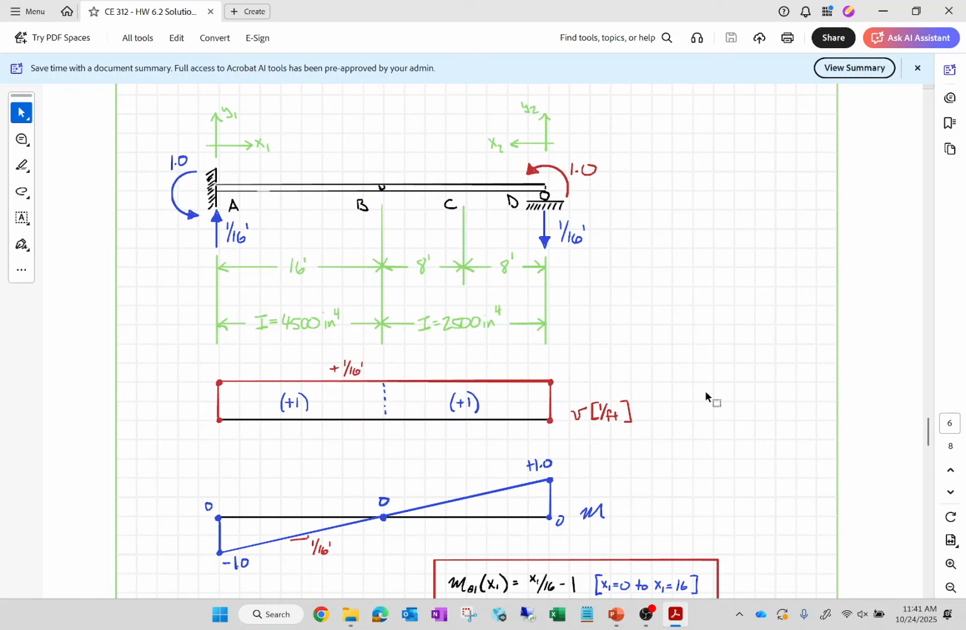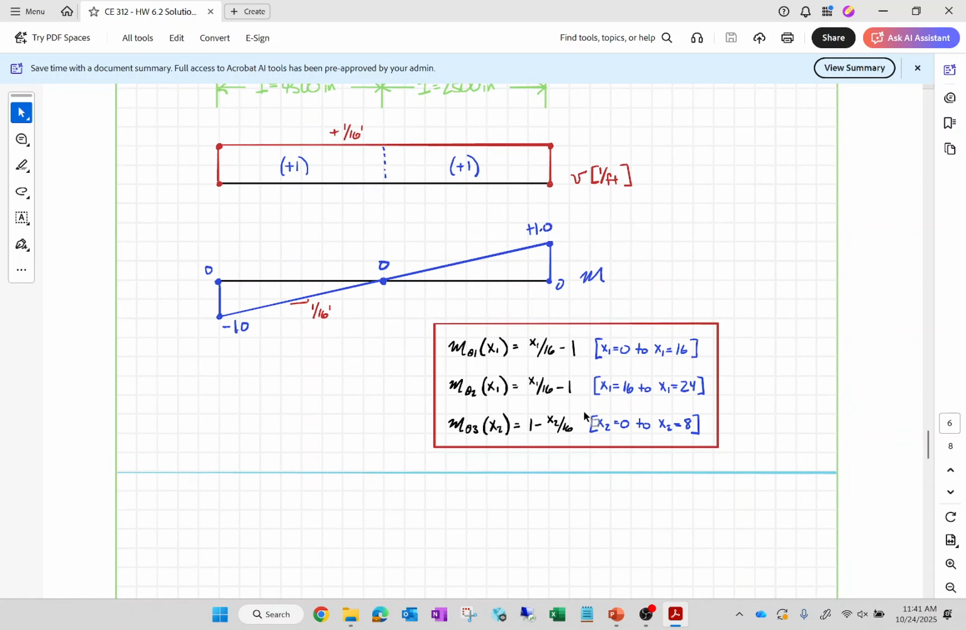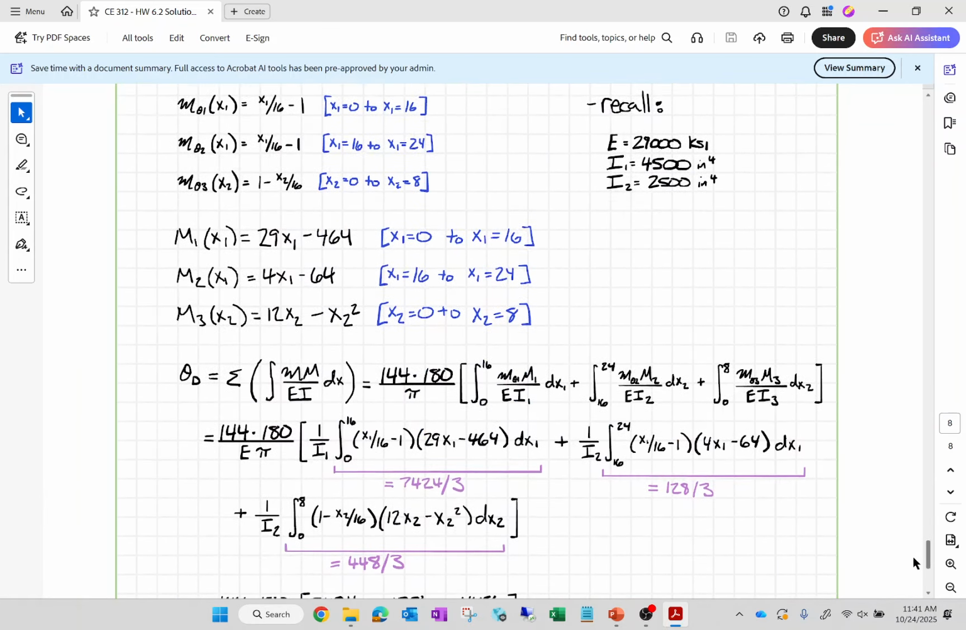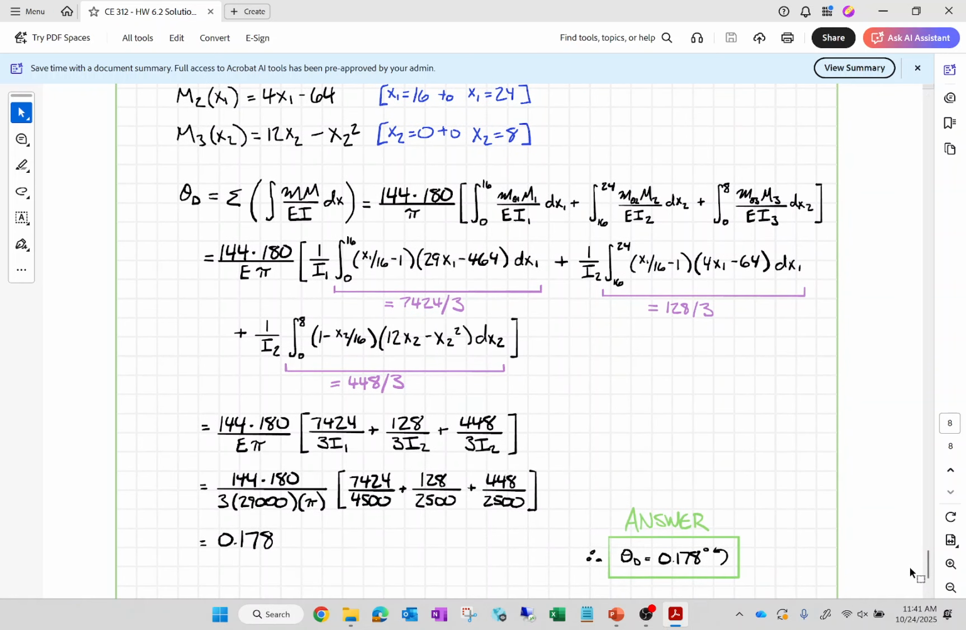So it was the same story over here, three equations. Now, with this one, unfortunately, you had to carry out all three integrals because you had equation, equation, equation, and you have moments across the whole structure, so it's a little bit more to integrate. But ultimately it's pretty plug and chug.